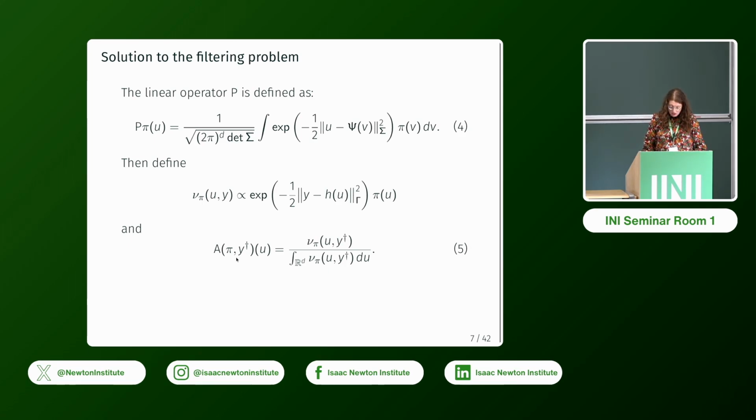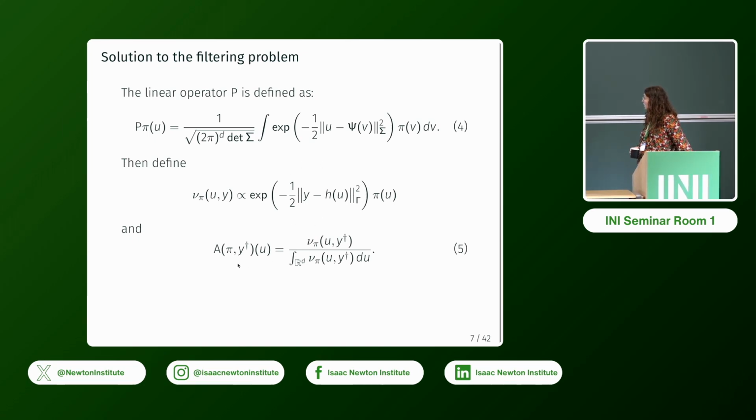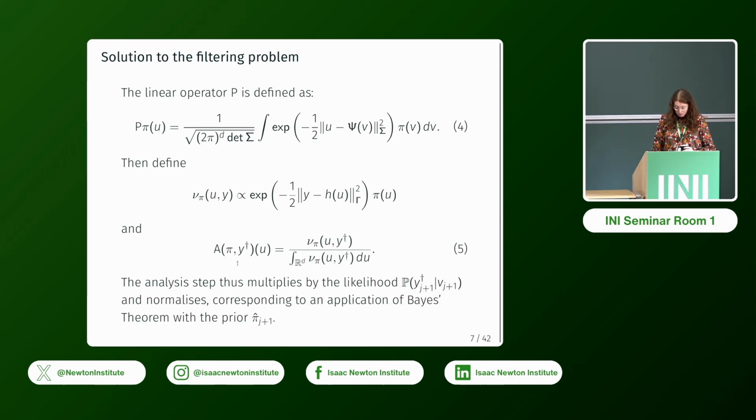For the analysis operator, what we do is multiply by the observation likelihood, which we assumed was Gaussian. So we have this Gaussian likelihood, and so the analysis operator actually just multiplies by the likelihood and then normalizes. So it's an application of Bayes' theorem. So at every time we're solving an inverse problem. So the analysis step is solving a Bayesian inverse problem. And we take that forecast distribution as the prior.